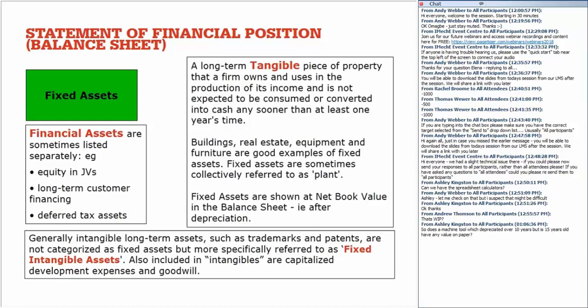And fixed assets generally, what do you use to do what you do? I'm not going to look at the financial and intangible assets. It's just to say, there are other things. And the key, whether it's a fixed asset, is it going to be around at least longer than a year? If it is, it's probably a fixed asset. You're not going to sell it. You use it to do what you do.